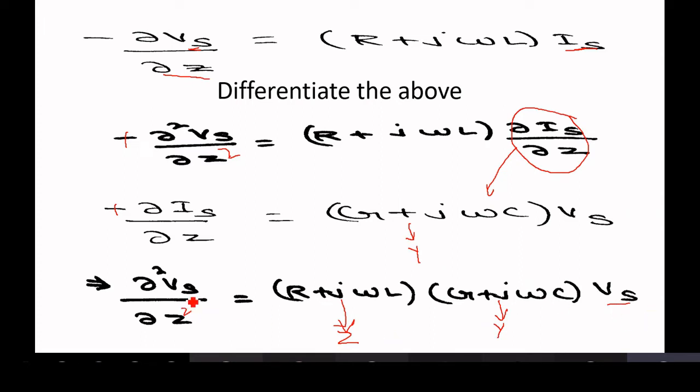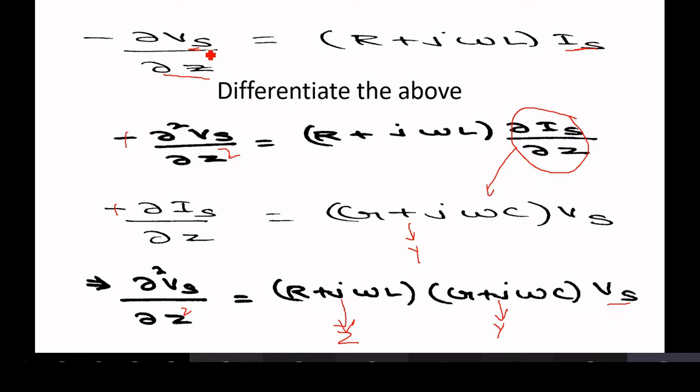On the left hand side we have the voltage term, and on the right hand side also we have the voltage term. Whereas here, on the left hand side we have a voltage term, and on the right hand side we have a current term. So that's why this equation is called a coupled equation. But here it is not the case. On both the left hand side and the right hand side we have the same parameter.